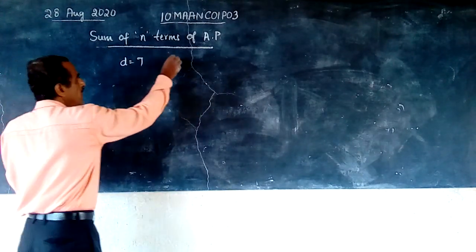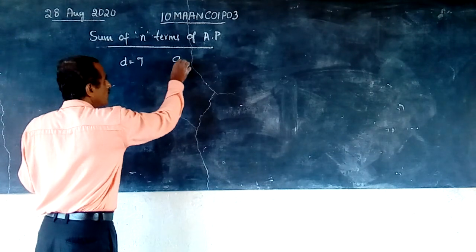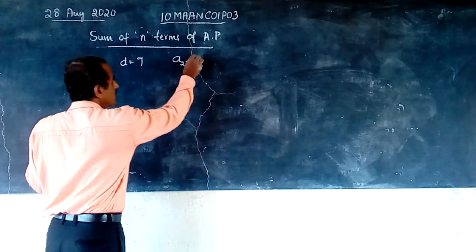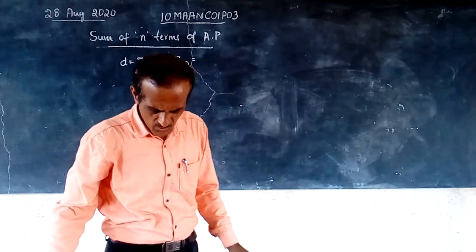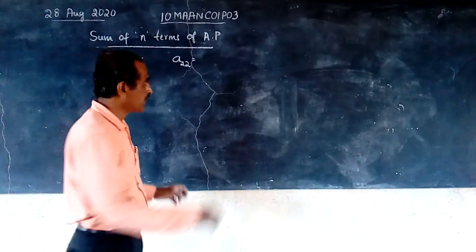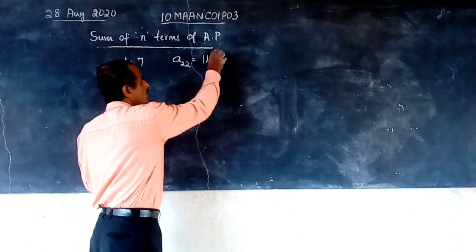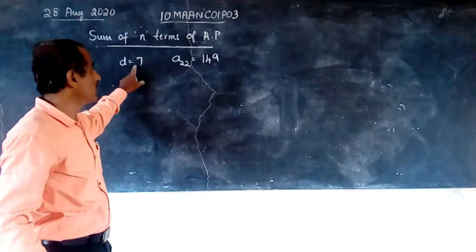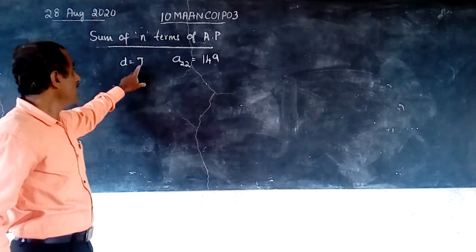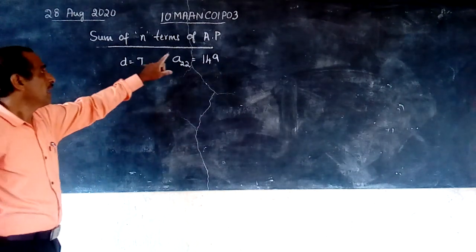D is equal to 7 and the 22nd term, A22, is equal to 149. This is the question: find the sum of the first 22 terms of the AP where d is equal to 7 and the last term is given.